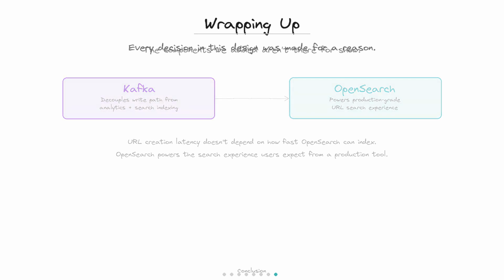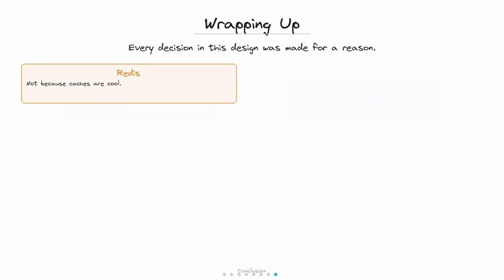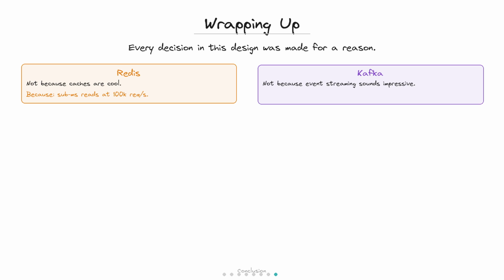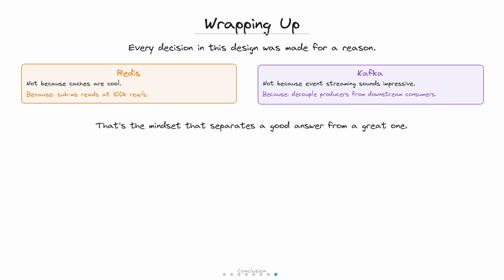Every decision in this design was made for a reason. We didn't add Redis because caches are cool. We added it because the math showed we needed sub-millisecond read performance at 100,000 requests per second. We didn't add Kafka because event streaming sounds impressive. We added it because we needed to decouple producers from multiple downstream consumers without coupling their latencies together. That's the mindset that separates a good system design answer from a great one. Build for the requirements. Justify every trade-off.